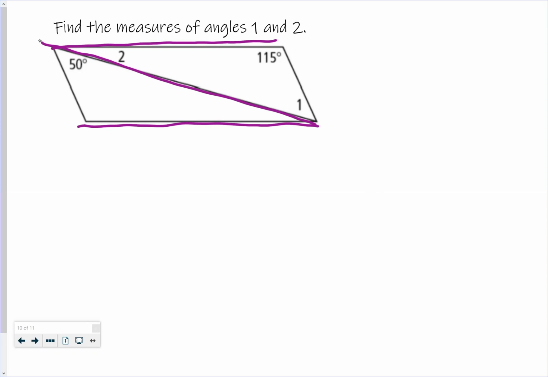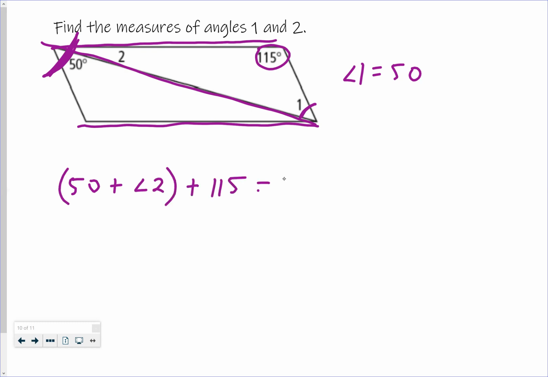Remember, we have alternate interior angles. So this angle here that's 50 is also going to be equal to this angle over here that is 1. So angle 1 is 50. Now we need to find the measure of angle 2. To do the measure of angle 2, we're going to have to think about our consecutive angles. So this 115, and then this other corner is made up of the 50 and angle 2, right? So 50 plus angle 2 plus the 115. If we add those together, that should equal 180 because these are consecutive angles. They're sharing the top side.